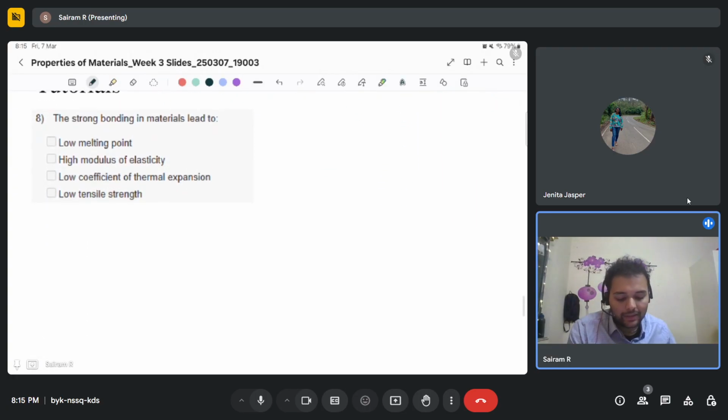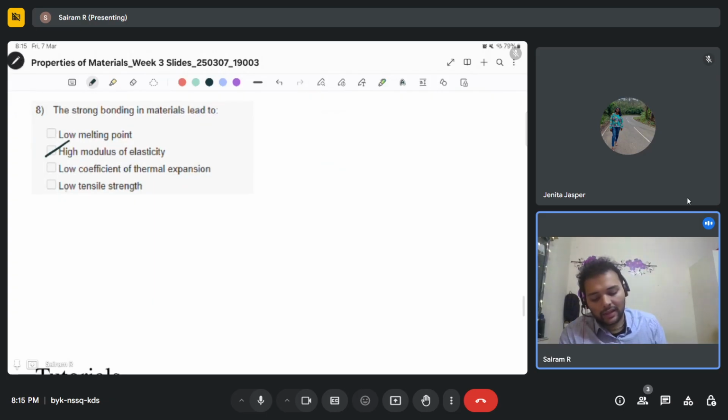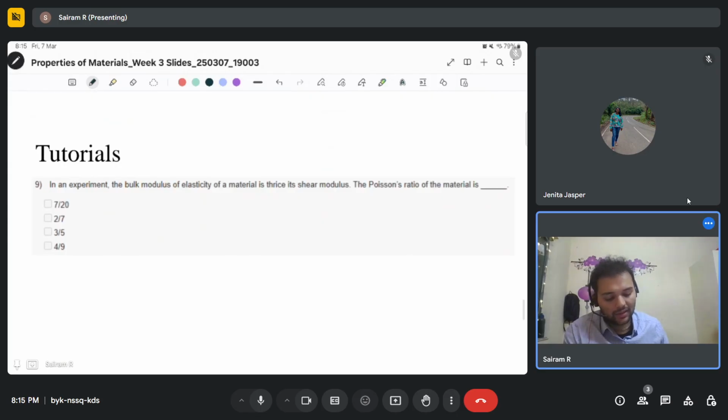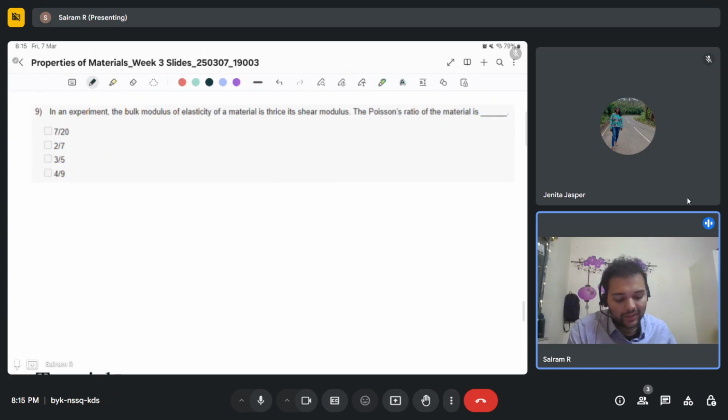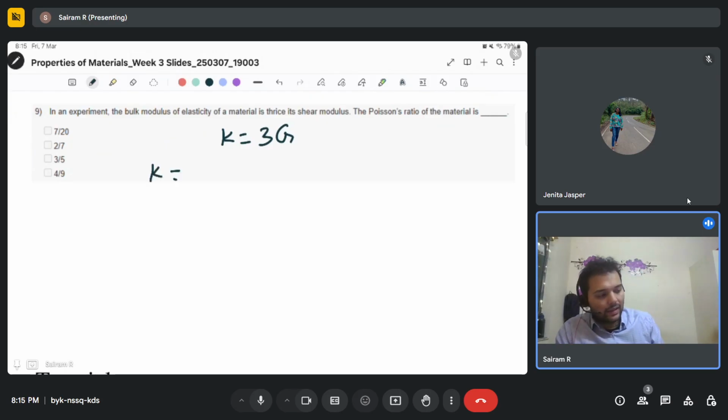The strong bonding in materials leads to high modulus of elasticity and low coefficient of thermal expansion. These are answers. In an experiment, the bulk modulus of elasticity of a material is thrice its shear modulus. K equals 3 times G. The Poisson's ratio of the material is, we know that K equals E by 3 into 1 minus 2 nu, and G equals E by 2 into 1 plus nu.